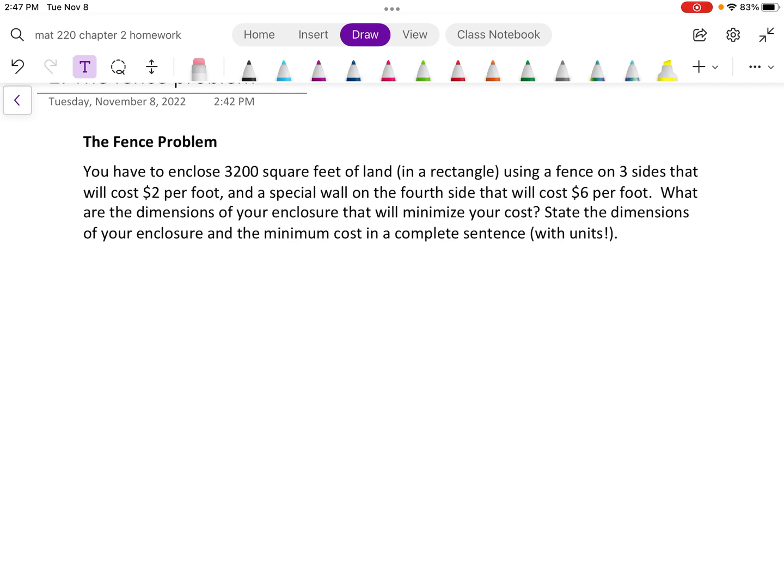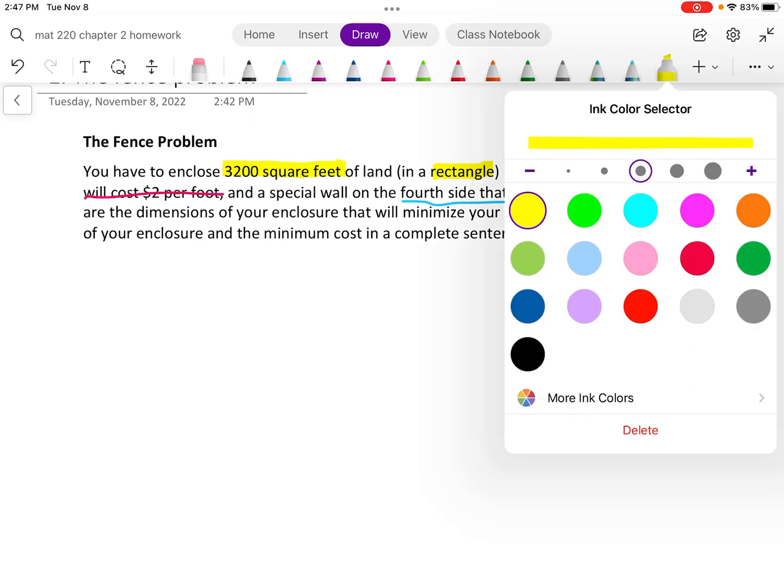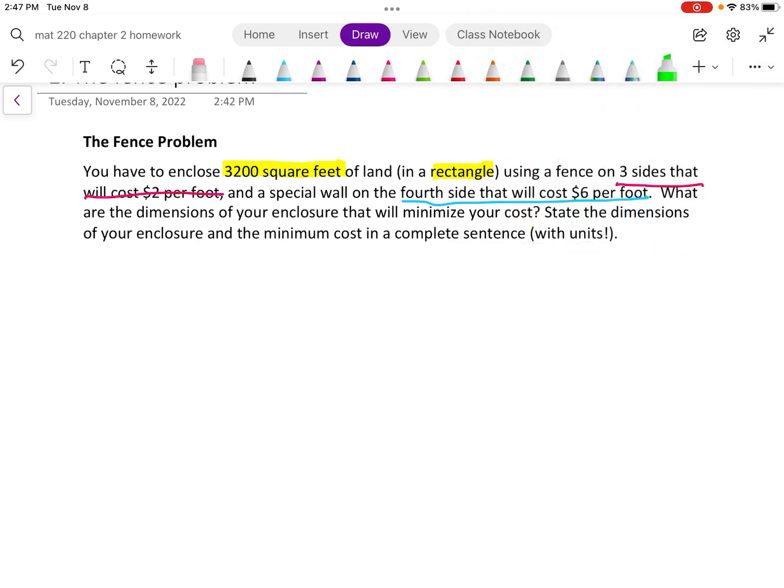We have a rectangular area of land. We're told that it's 3,200 square feet. It's in a rectangle. We have three sides of it fenced in with fence that's going to cost $2 per square foot, and then a special wall on the fourth side that will cost $6 per square foot. So I'm going to color code the three sides for $2 in pink and the fourth side with $6 in blue. And we want to find the dimensions that minimize the cost. And we eventually want to come up with the dimensions and the minimum cost.